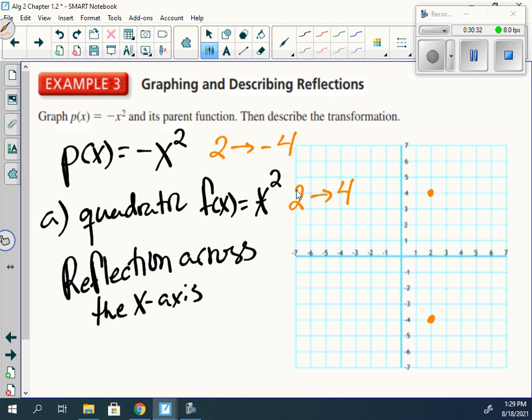So really, if we looked at the overall function, this here is the parent function, and here is the p of x. It reflects it across the x-axis.